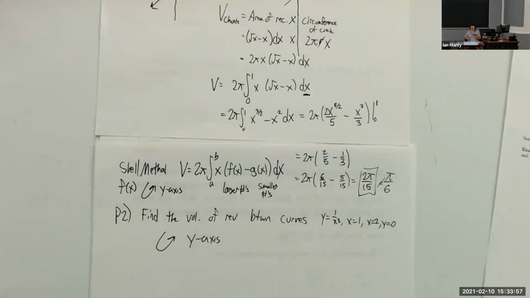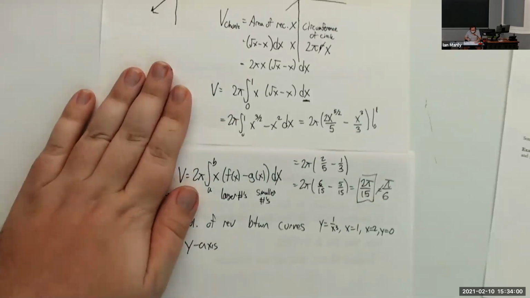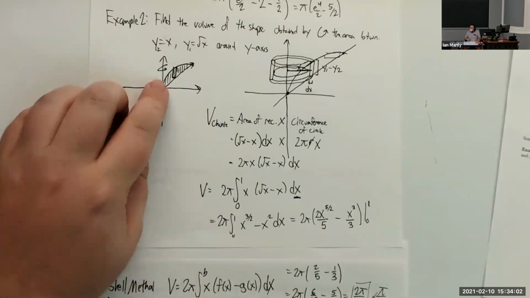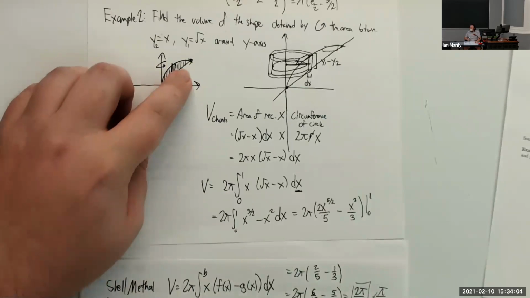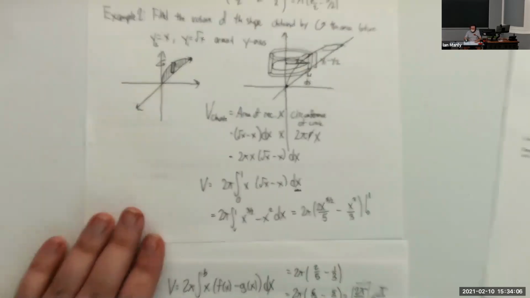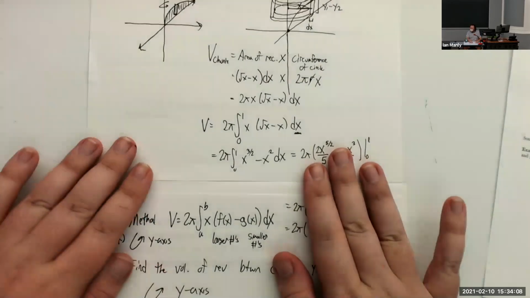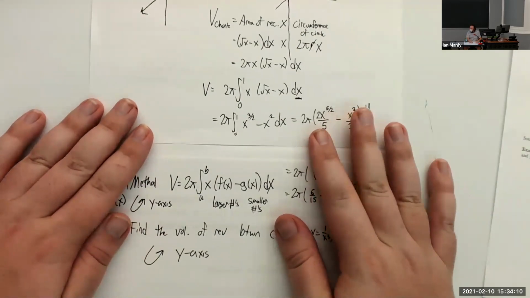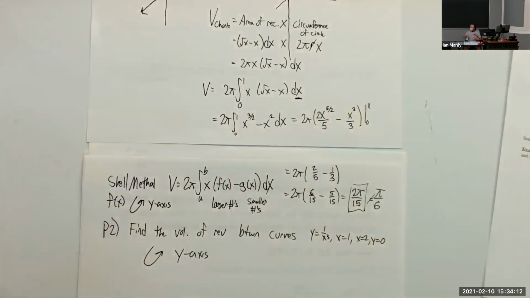What do we mean by smaller and larger numbers? Well, in this interval, root x takes on larger values than x does. So you just want the function that is more vertical or higher up. The bounds for this one, 1 to 2, absolutely.